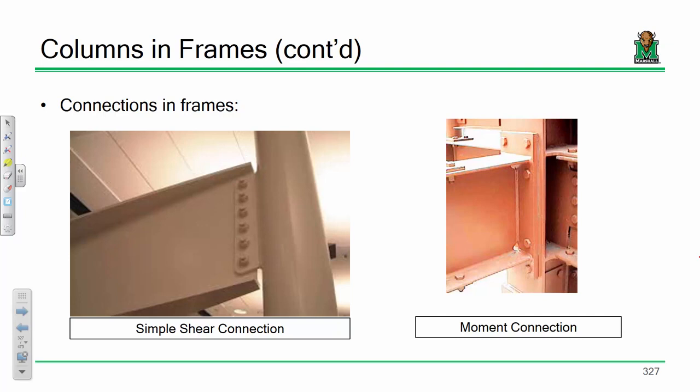Whereas a moment connection, you can see it's a little different, because not only is the web connected, but the flange is connected as well. So for instance, the way this connection is working, you can see the web and the flanges have been welded to this plate, and then that entire plate and that entire section is connected to the column. This particular connection is intended to transmit not just shear, but moment as well.